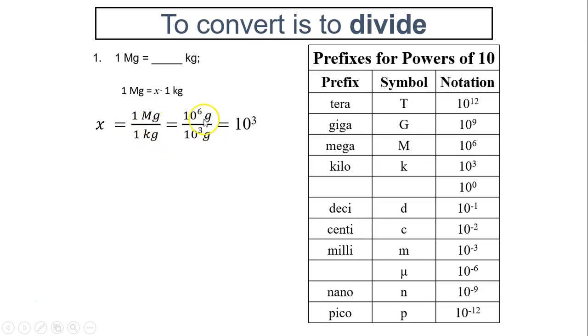What is the prefix for mega? 10 to the 6 grams. Prefix for kilo, 3. So 10 to the 3, you divide. You can do this on a calculator, or remember to divide. The scientific notation is to subtract the exponents.